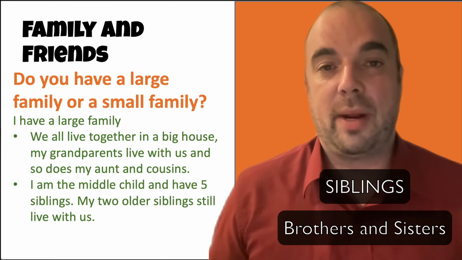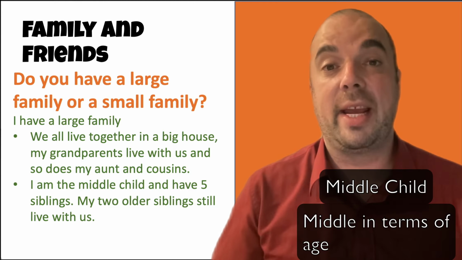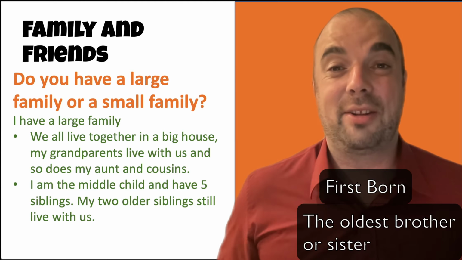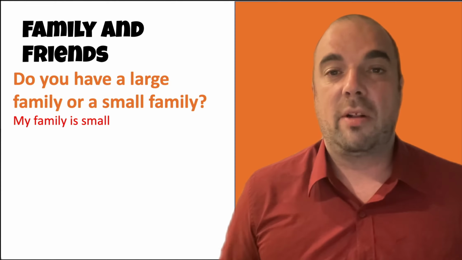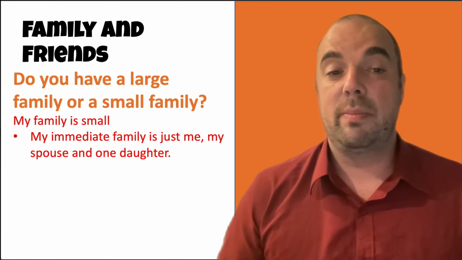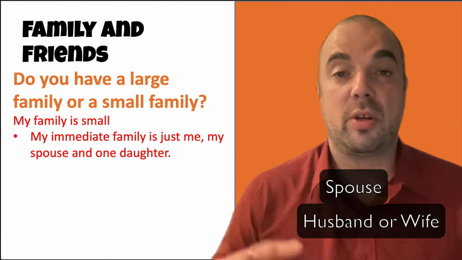Another good piece of vocabulary here is middle child, which means you are in the middle in terms of age. If you are the eldest, you could say, I am the firstborn or the eldest child. And if you are the youngest, you can say, I am the youngest child. If you have a small family, you can say, my family is small. My immediate family is just me, my spouse, and just 1 daughter. A spouse is your husband or your wife.